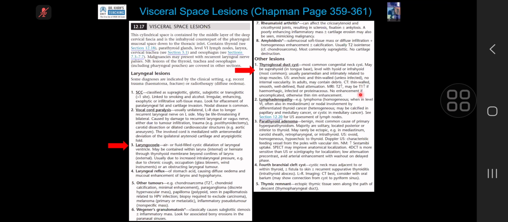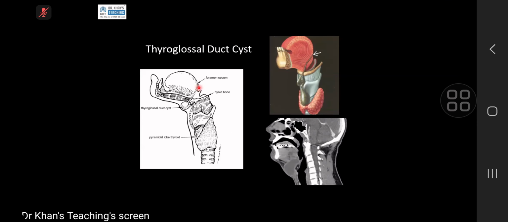Look at this diagram, and it tells you the embryology. So this is the foramen cecum. And when the thyroglossal duct descends down, it goes either anterior, posterior, or through the developing hyoid bone. So the hyoid bone is here. It will always be midline. Remember that. Look at this diagram.